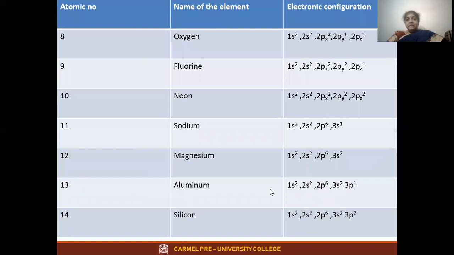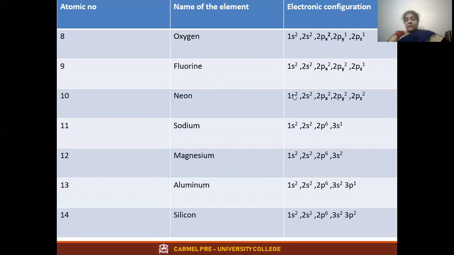Next, let us go for 8, oxygen. So it is 1s2, 2s2. See here, 2px2 we have to write. In total you have 4 electrons for the p orbital, 2p4 will be there. How do we show that 4? 2px2, 2py1, 2pz1. Fluorine is 9: 1s2, 2s2, 2px2, 2py2, 2pz1.